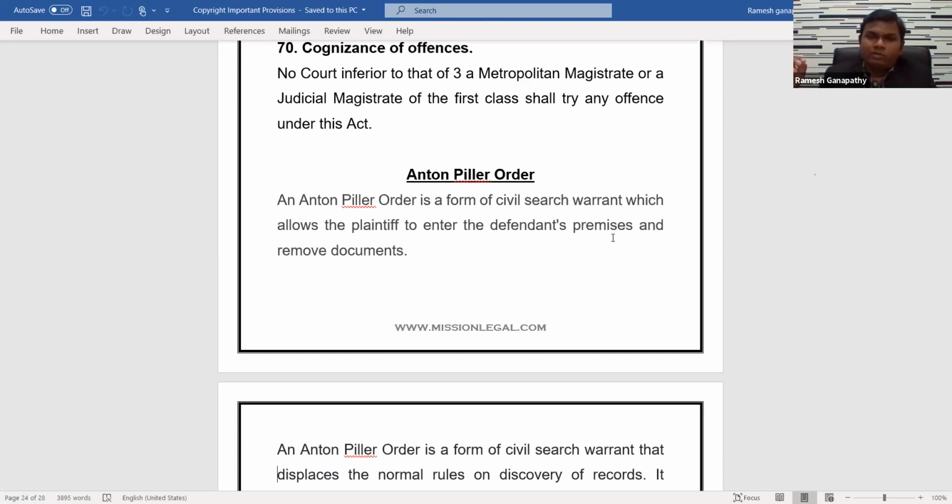John Doe order. It's very, very important. Whether you are writing this exam or not, or you're practicing, these two orders are very important. You should know this when it comes to a copyright infringement or violation.